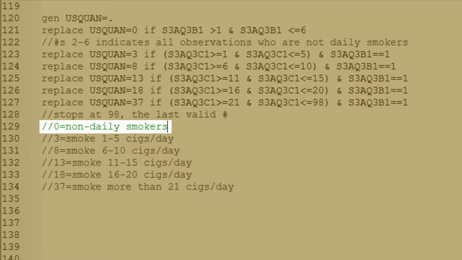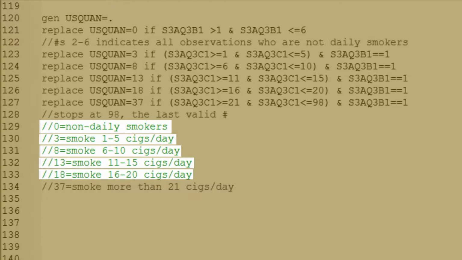0 will indicate non-daily smokers, 3 indicates those smoking 1 to 5 cigarettes per day, 8 indicates 6 to 10 cigarettes per day, 13 indicates 11 to 15 cigarettes per day, 18 indicates 16 to 20 cigarettes per day, and 37 indicates greater than 20 cigarettes per day.